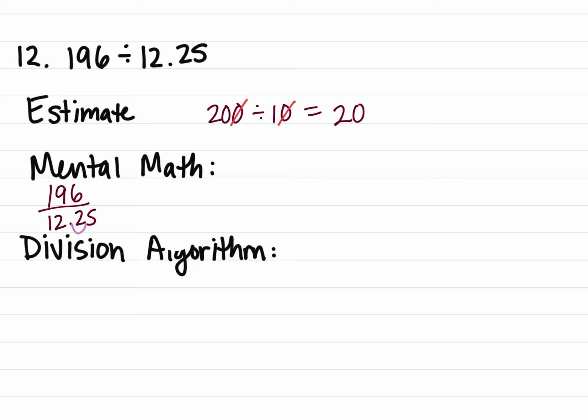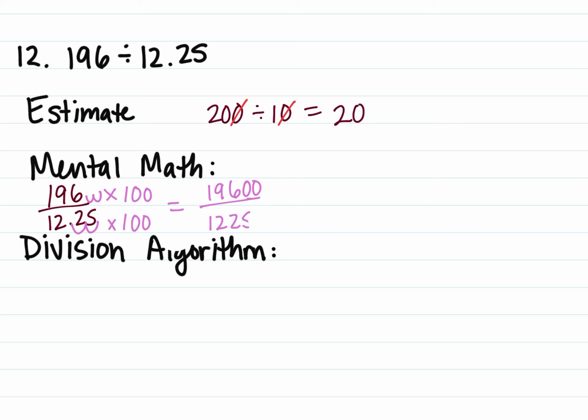We need to move that decimal 2 spots to turn it into a whole number. So I'm going to multiply by a 1 with 2 zeros, also known as 100. On the top, to move the decimal 2 spots, I need to add 2 zeros to the end. Now, I'm going to multiply by 4.